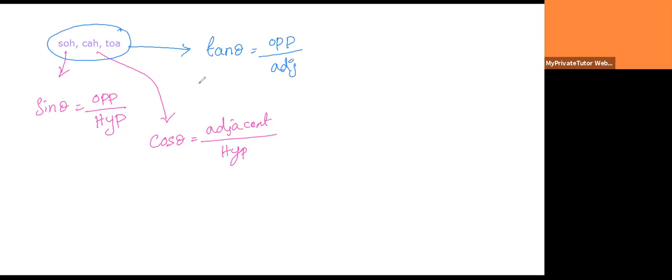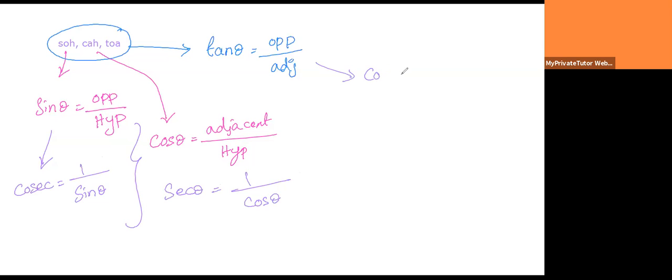easily. Once you know the first three ratios, it's very easy for the other two. Cosecant theta is the reciprocal of sine theta. Secant theta is the reciprocal of cos theta. And cot theta is the reciprocal of tan theta. Okay, guys, let's try a few more questions.